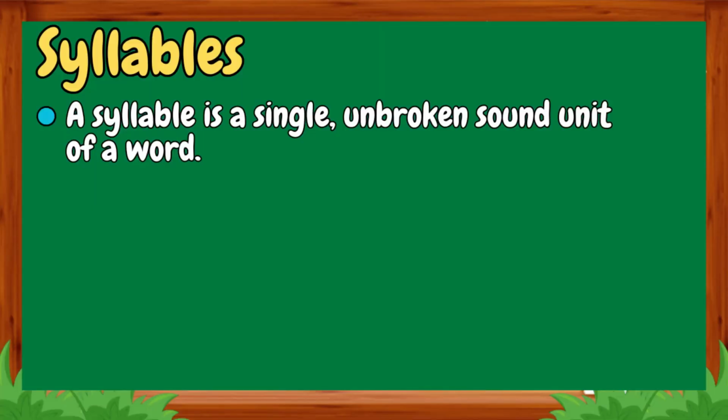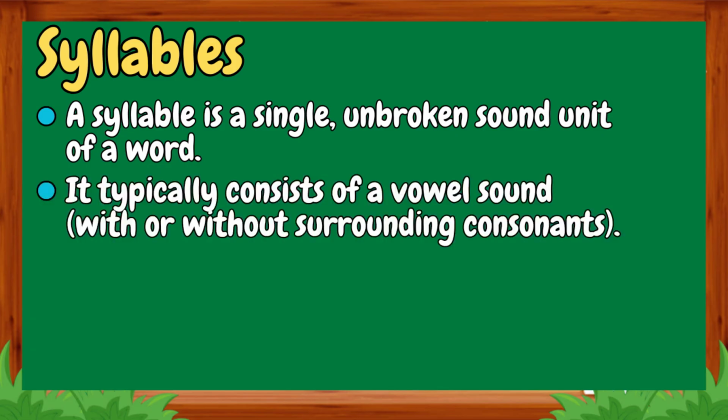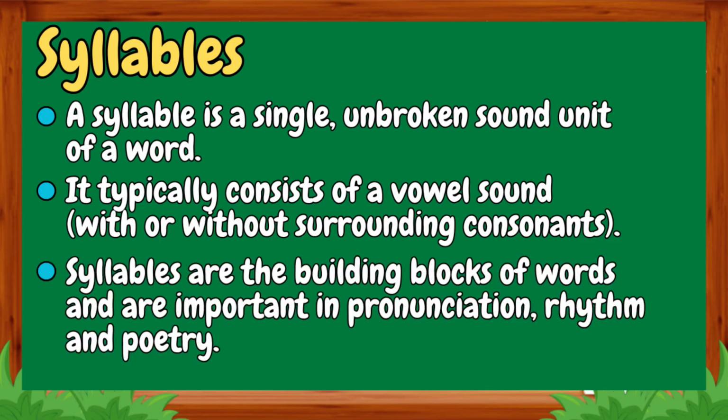The most important thing to form or create these comparative or superlative adjectives depends on how many syllables there are in the adjective. But what are syllables? A syllable is a single unbroken sound unit of a word. It typically consists of a vowel sound with or without surrounding consonants. Syllables are the building blocks of words and are important in pronunciation, rhythm, and poetry. Okay, so now we know what a syllable is. Let's go look at some examples.